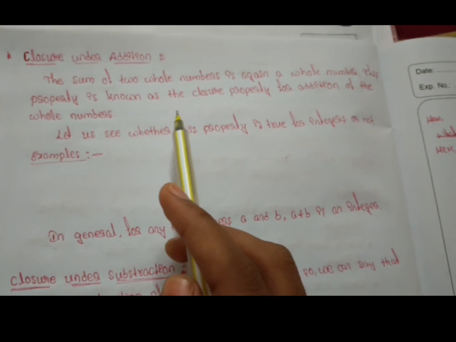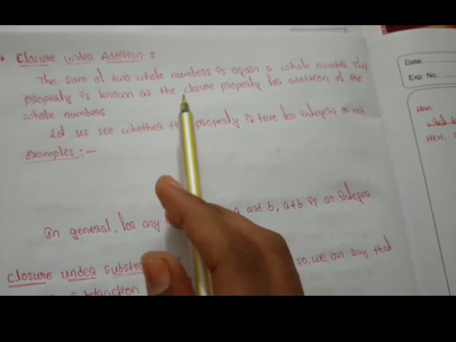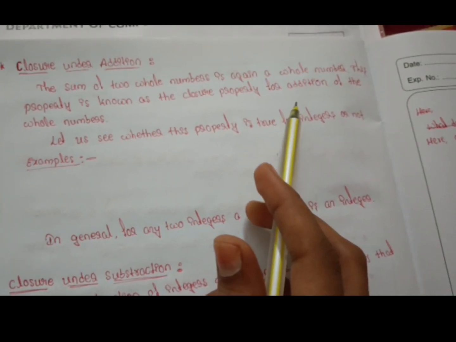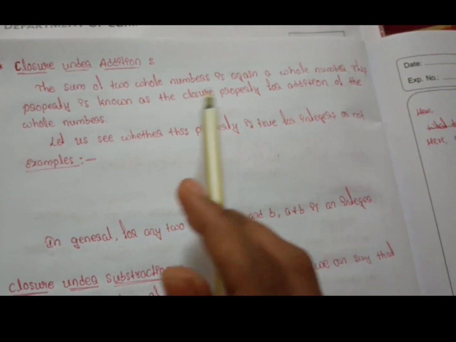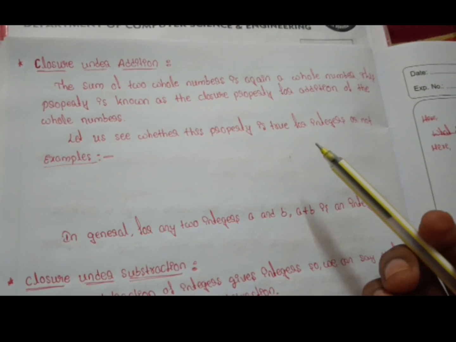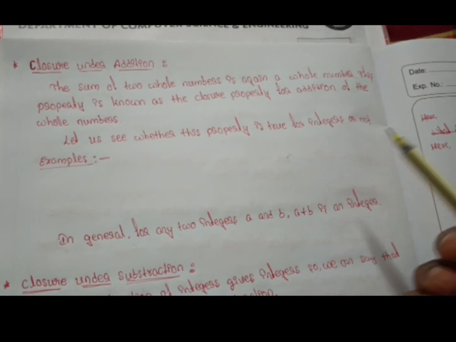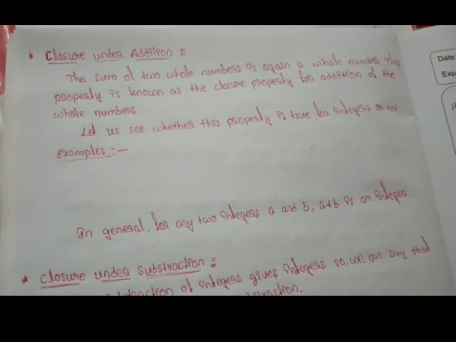Let's study some more properties. Closure under addition. You already learned in your class 6 that the sum of two whole numbers is again a whole number. This property is also known as the closure property for addition of whole numbers. Let's see whether this property is true for integers or not.